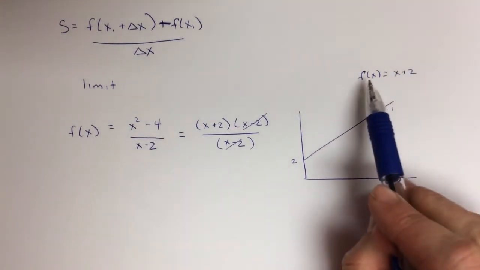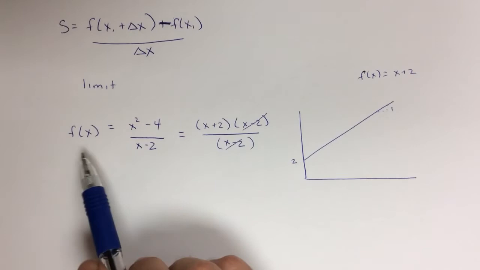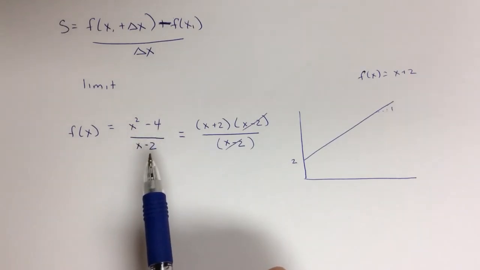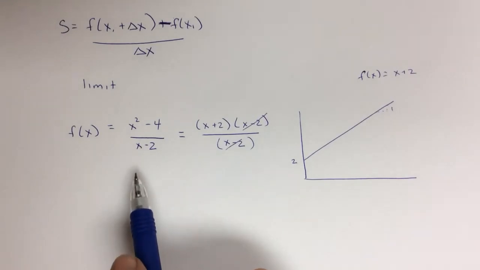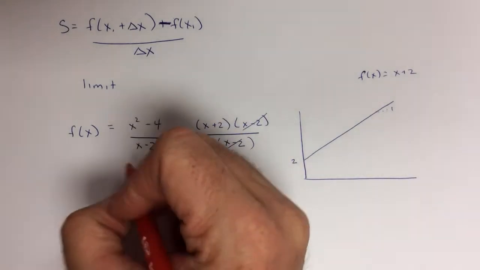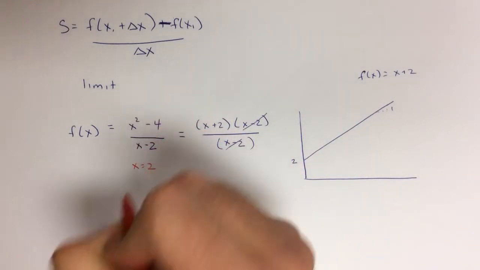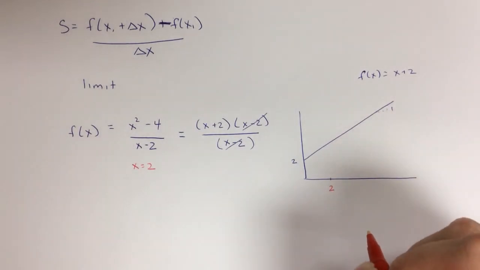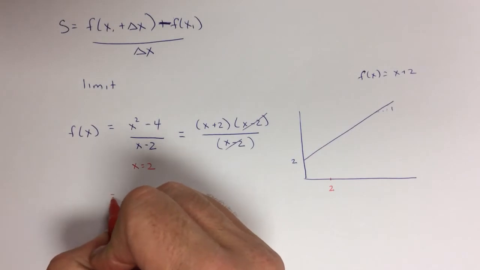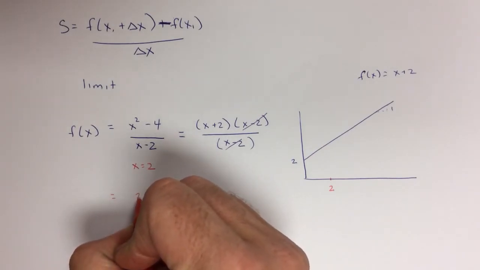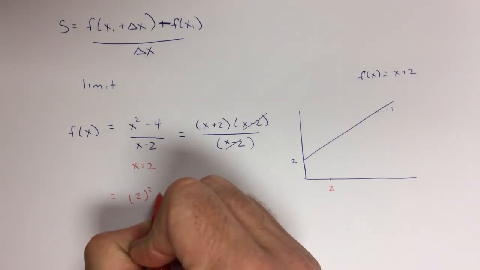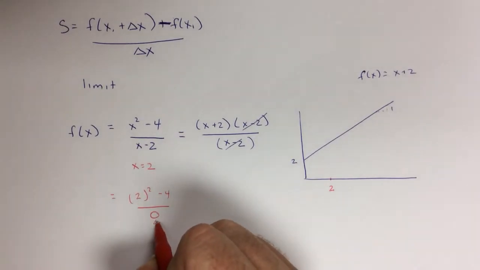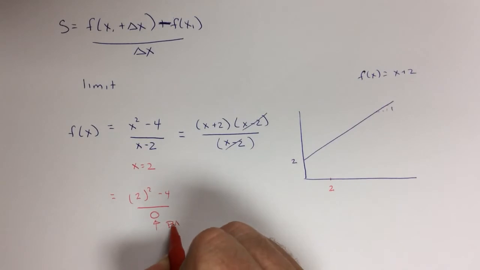But this is not the function that we originally set. Our original function is x squared minus 4 divided by x minus 2. Well, what happens when x equals 2? So right here, when x equals 2, this function now becomes 2 squared minus 4 divided by 0. This, my friends, is bad.